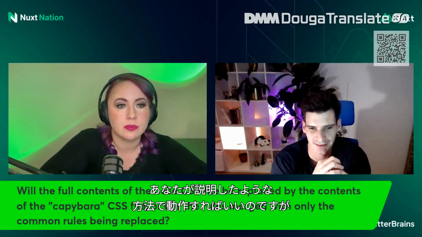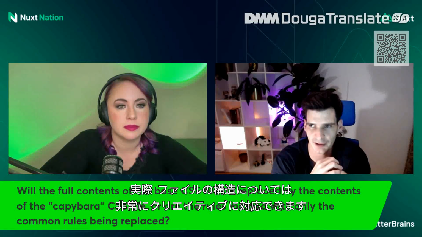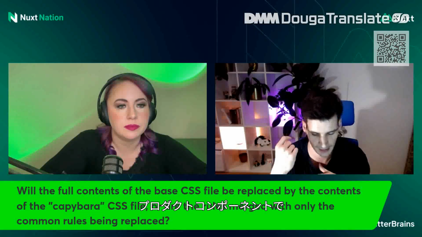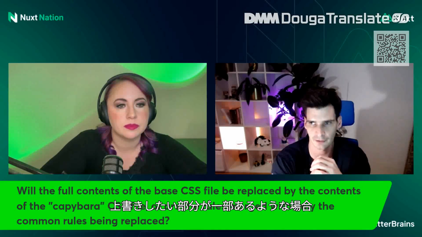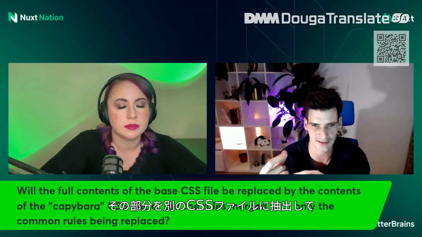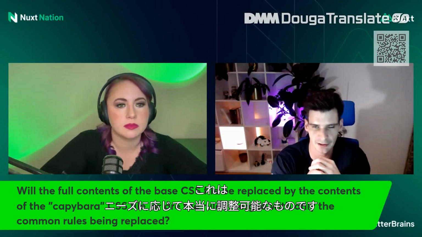I wish it worked in the way that you described, where it is being replaced fully, but we can also be very creative with the structure of the files, frankly. So if we have a huge file and there is some subset of things that we'd like to override in the product component, maybe it is worth extracting that subset into a separate CSS file and then overriding this. It's something that you can really adjust to your needs.